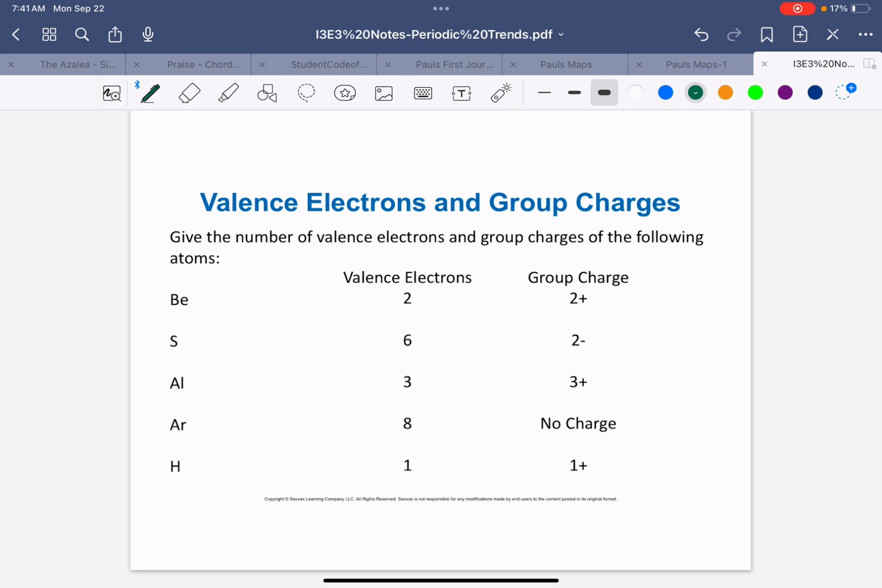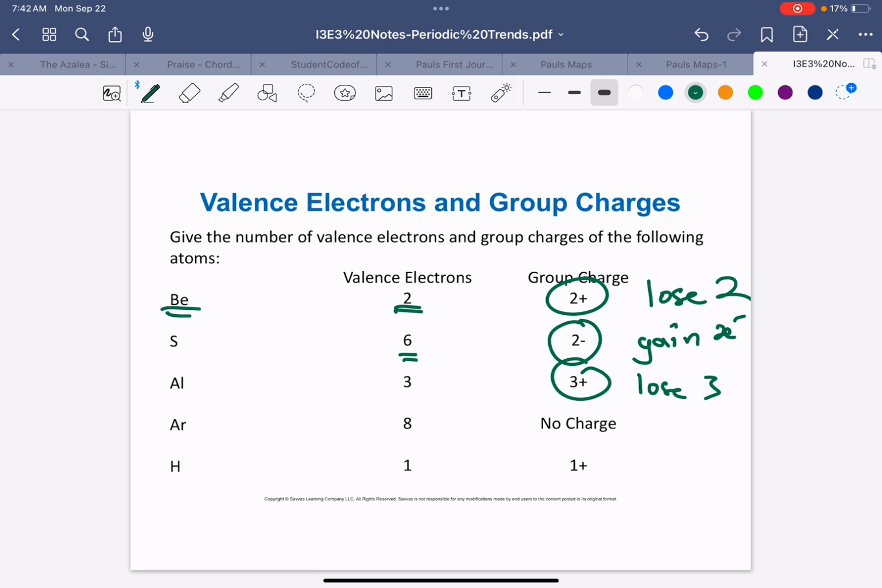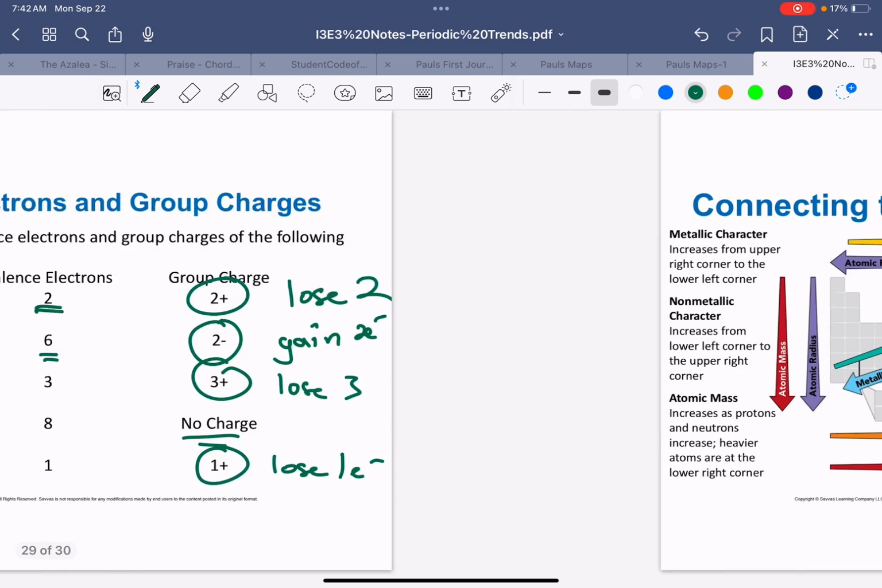So let's look. Given the number of valence electrons and group charges of the following atoms, beryllium is in group 2. It has 2 valence electrons. It's going to lose 2 to become 2+. Sulfur has 6 valence electrons. Instead of losing 6, it's just going to gain 2 electrons, and it becomes 2- because remember, electrons are negative. Aluminum has 3 valence. It's going to rather lose 3 to become 3+. Argon is a noble gas, so it's going to have no charge. Hydrogen has 1. It's going to lose 1 to become a +1.